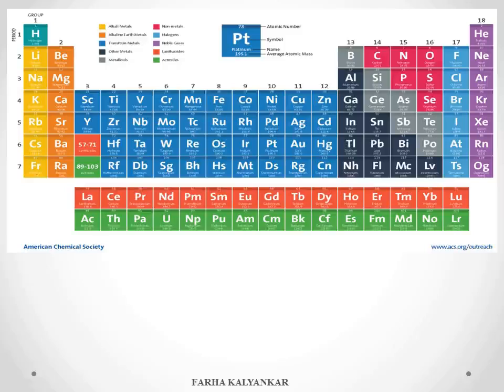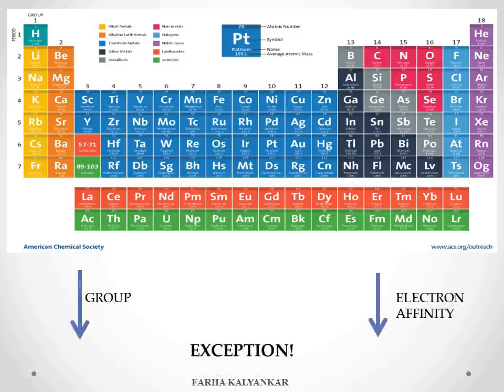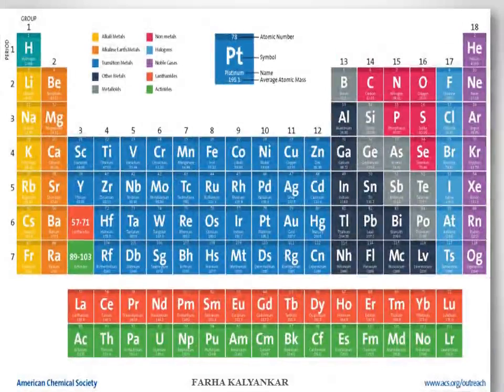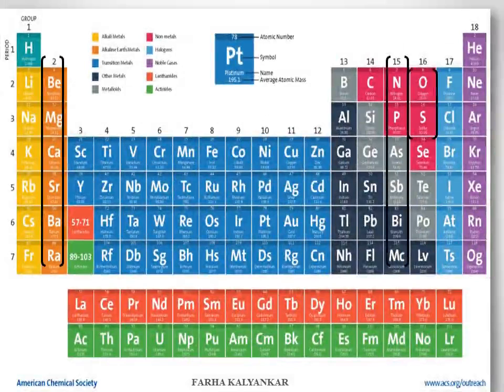As we have learned, down the group, electron affinity goes on decreasing, but there is an exception for this case too. In the periodic table, group 2 and group 15 do not follow this trend, whereas in group 16 and group 17, the elements belonging to period 2 and period 3 show exceptional behavior.